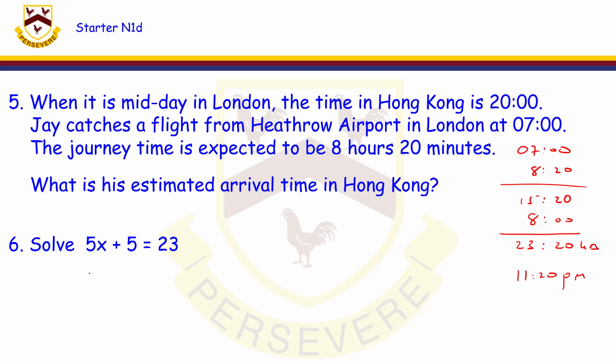And finally, 5x plus 5 equals 23. Bit of algebra. Float and ping, put a bubble around a plus 5, float over, becomes minus 5 on the other side. So 5x is equal to 23 minus 5. What's 23 minus 5? So 5x equals 18, which means x is equal to 18 over 5. Oops, not 15, 18 over 5. And as a mixed number, how many times is 5 going into 18? 3, remainder 3.